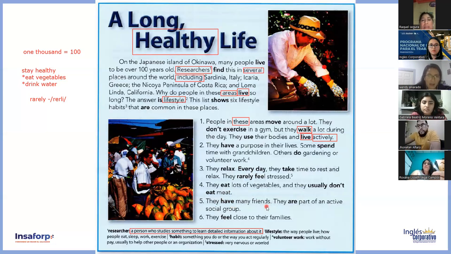They have many friends. They are part of an active social group. Okay, thank you. Tenemos, they have many friends and they are part of an active social group, right? Y tenemos la última, number six. They feel close to their families. Okay, so ahí está. Is there a question about this, a word maybe?